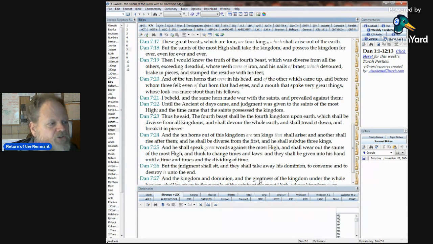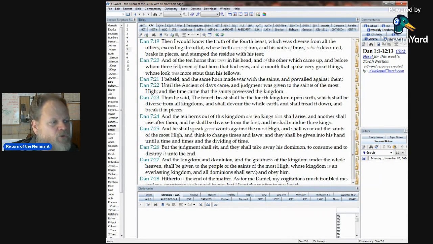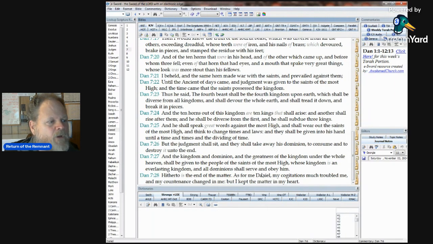But the judgment shall sit, and they shall take away his dominion, to consume and to destroy it unto the end. And the kingdom and dominion and the greatness of the kingdom under the whole heaven shall be given to the people of the saints of the Most High, whose kingdom is an everlasting kingdom, and all dominion shall serve and obey him. Hitherto is the end of the matter. As for me, Daniel, my cogitations much troubled me, and my countenance changed in me, but I kept the matter in my heart.